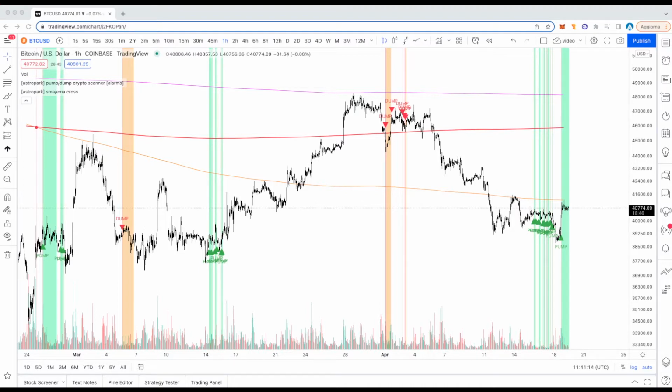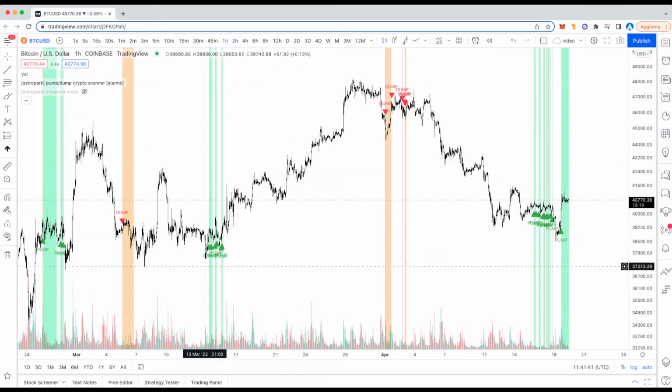So this is basically a moment where I'm going to explain how you can use these indicators, and how you can use one of my bot signals Telegram channel, the crypto scanner. One of the indicators I use is the pump dump crypto scanner indicator. This is the one that prints this green triangle for buy, and this red triangle for sell.